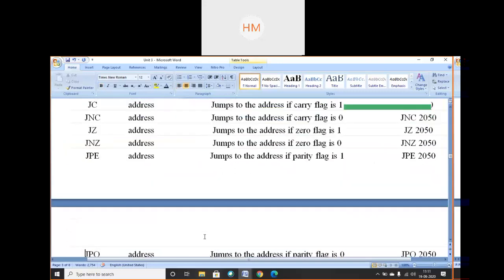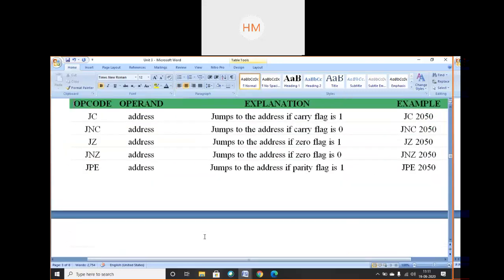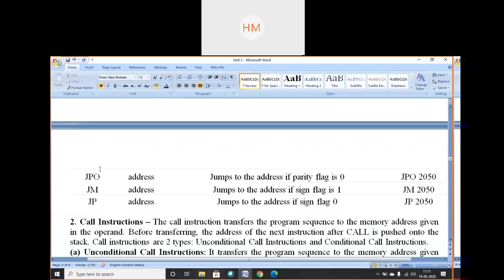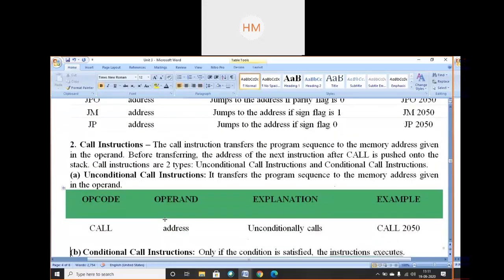Next, conditional jump instructions. We have seen this earlier also, just a revision. JC, jump if carry, jump if not carry, jump if zero, jump if not zero, jump if parity even, jump if parity odd, odd means 0, jump if sign flag is minus, that is M is 1, jump if sign flag is positive, that is 0.